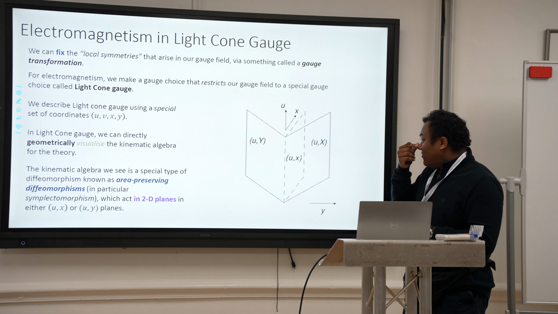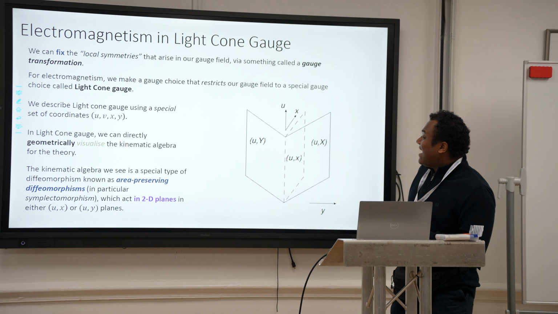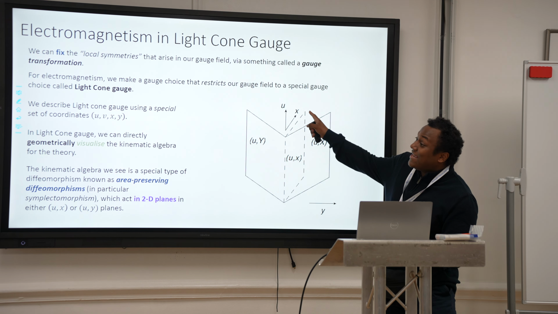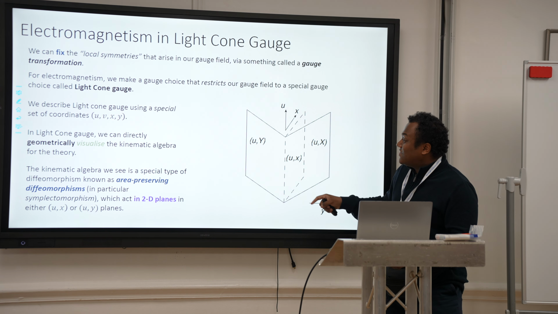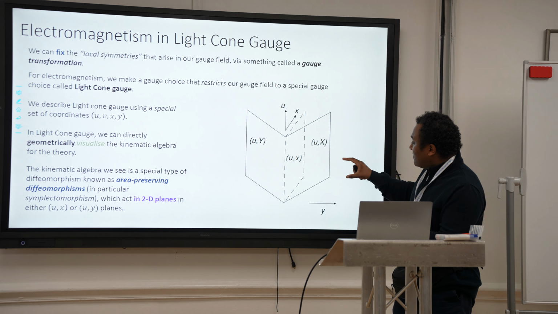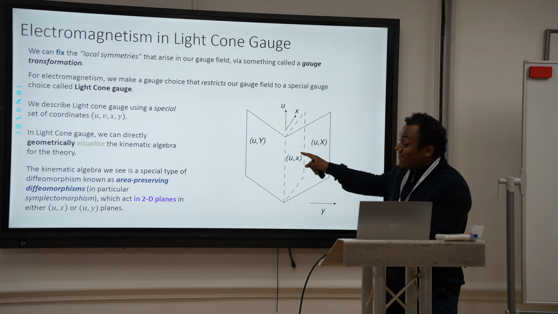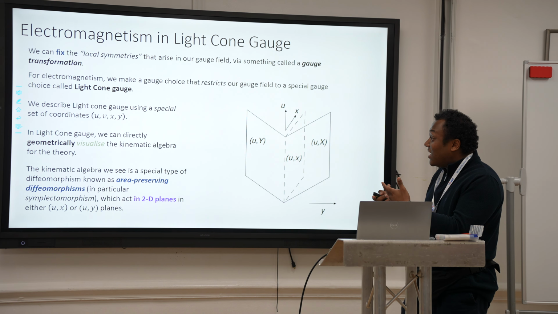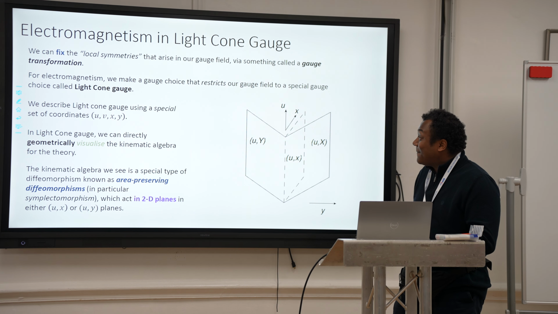To make that idea more concrete, in this diagram, the kinematic algebras would act in this dotted plane here, going into the page, so this ux plane. What it really does is it corresponds to these area-preserving transformations that occur in this plane. That's a nice geometric interpretation of what these things are actually doing.